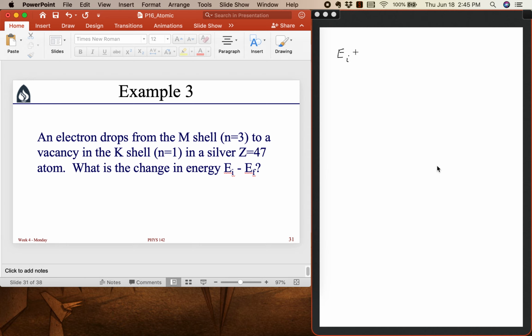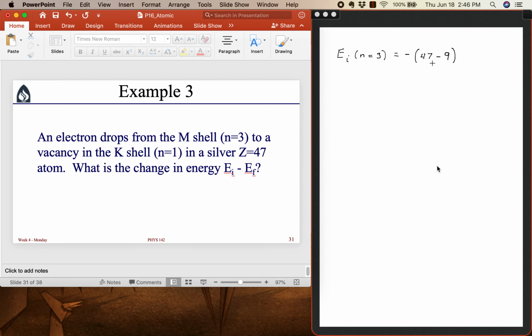So initially, the initial energy of this electron is going to be when it's in the n equals 3 energy level. So here we want to take minus, and then for the charge of the nucleus, well, we need to know the effective charge of the nucleus. So we have silver, which has 47 protons, so we have 47 units of charge, but then there are 9 electrons in the n equals 2 and n equals 1 energy levels. So n equals 2, there are 8 there for the p and s orbitals, and then there's an additional electron in the 1s orbital, and so those combine together to shield the nucleus.